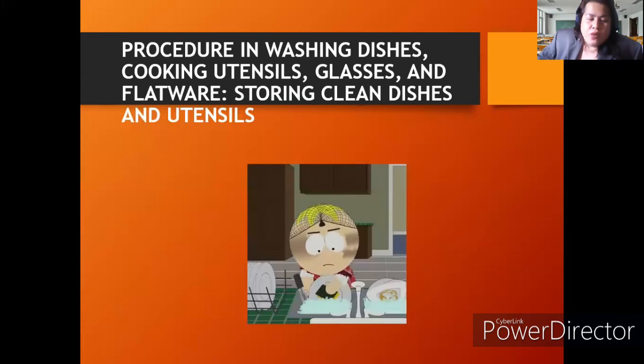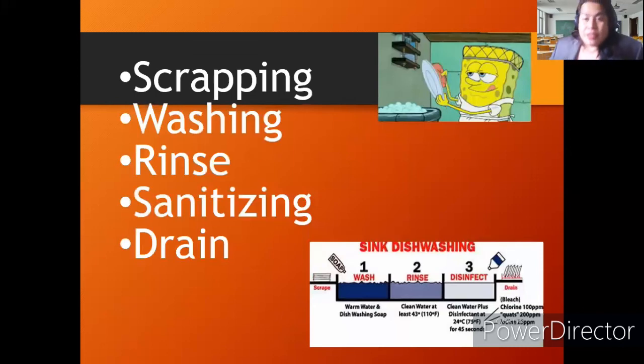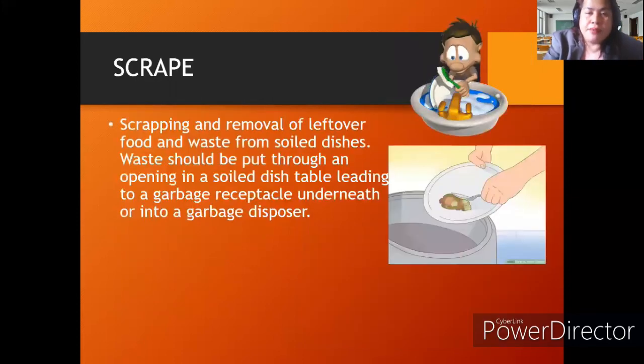Best practices in washing dishes include the following steps. So, ano-ano ba yung mga yon? We have the scraping, washing, rinsing, sanitizing, and drain. This is very important. Ibig sabihin, ito daw yung mga steps or methods when it comes to yung tamang paghuhugas ng mga dishes natin. Okay, so ano-ano ba yung mga yan? Let's proceed to number one, which is scraping.